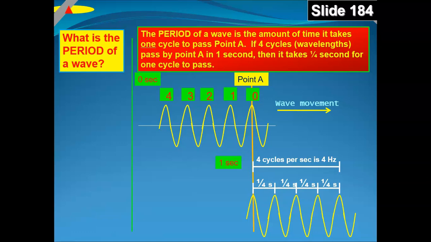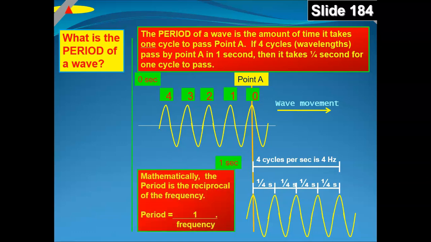So from 0 to 1, it took 1/4 of a second. From 1 to 2, it took 1/4 of a second. That's up to 1/2 a second. From 2 to 3, that's 1/4 of a second. That's 3/4 of a second. And from 3 to 4, that's 1/4 of a second. That's a full second. So 4 cycles in 1 second, or one cycle every 1/4 of a second.